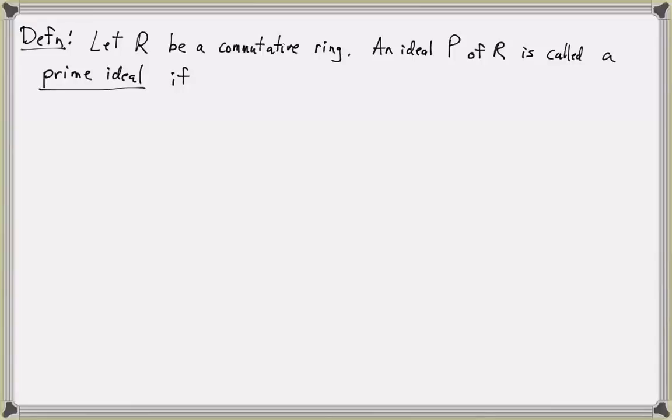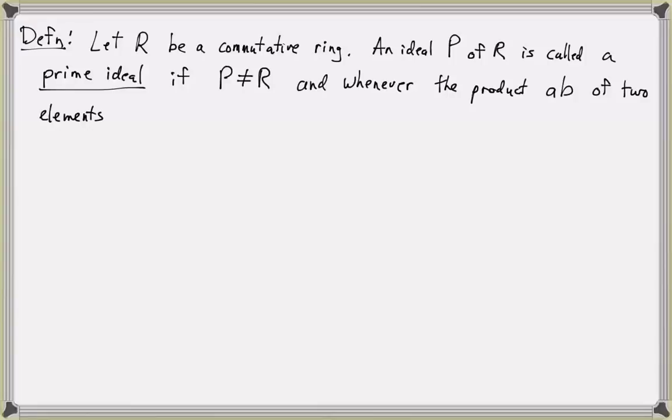if P, first of all, has to be a proper ideal, so P does not equal R, and whenever a product A times B of two elements in the ring is in P, then A is in P or B is in P. So whenever a product is in this ideal, at least one of the two factors has to be in the prime ideal as well.